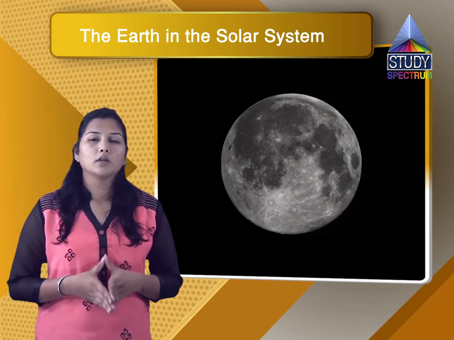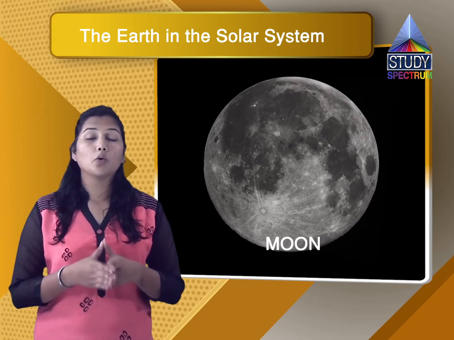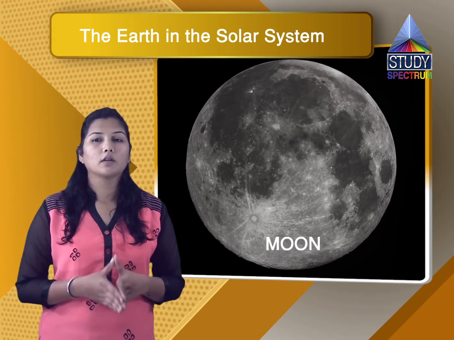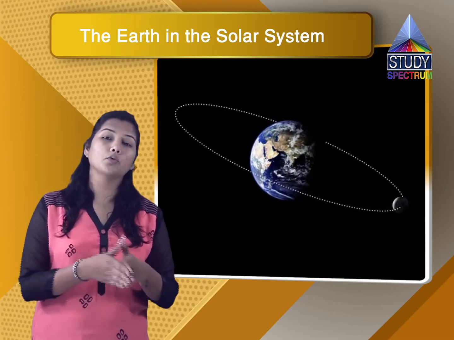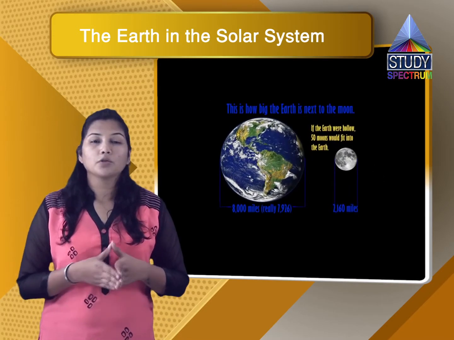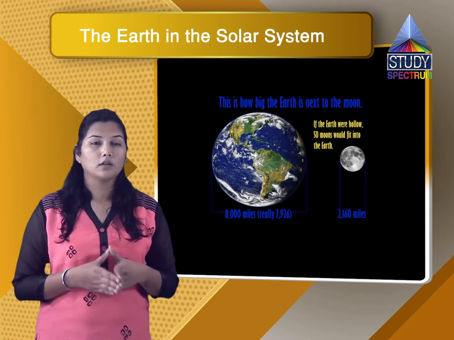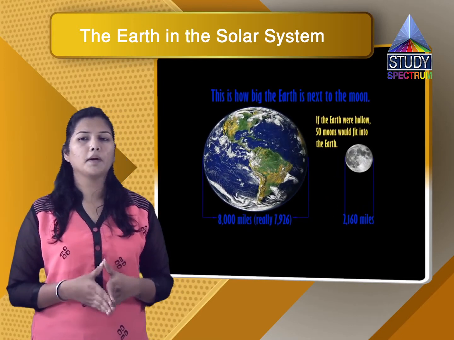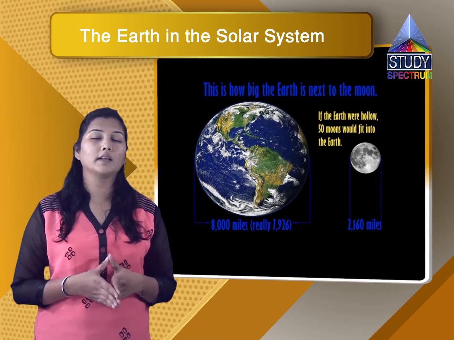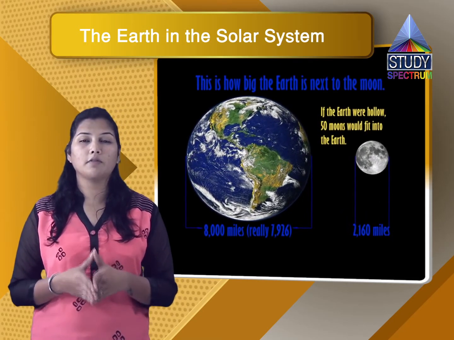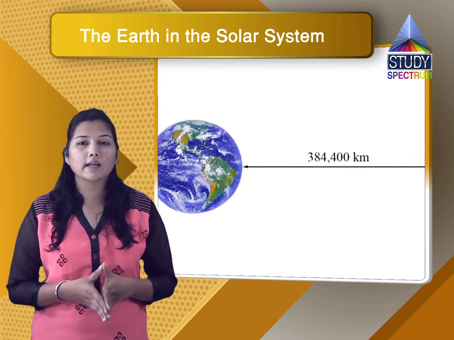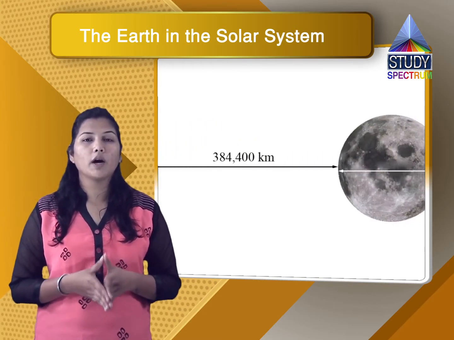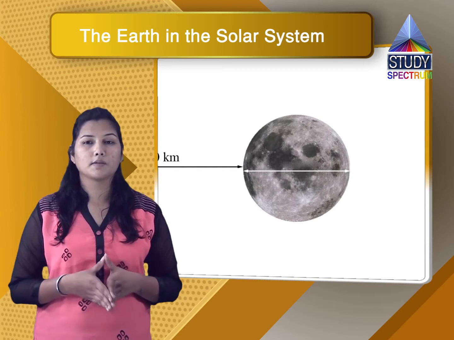Let's talk about the moon. Earth has only one satellite, which is known as the moon. The diameter of the moon is 1/4 of the Earth. It appears so big because it is nearer to our planet than the other celestial bodies that we have in the solar system. It is about 3,84,400 kilometers away from us.